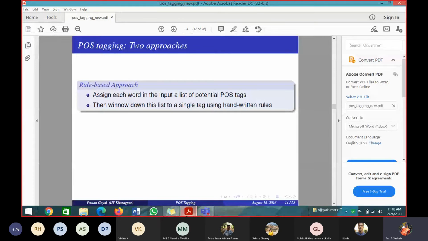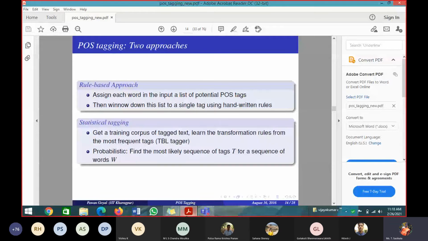Okay. So in POS tagging, we have two approaches. One is a rule-based approach and one is a probabilistic-based approach. We will be concentrating on the probabilistic-based approach. So what is the rule-based approach? You will know, right? As the name implies, what is the rule-based approach?